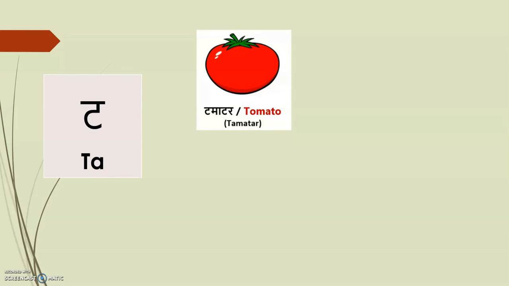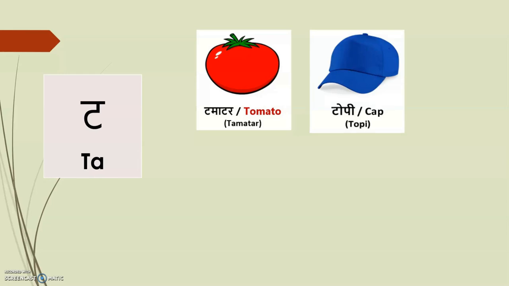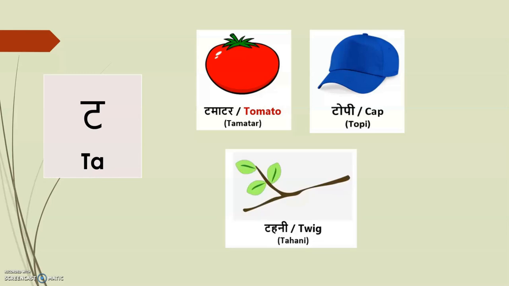The first letter that we see in the third group is T. In the first picture, we can see a tomato, which is called tamatar in Hindi. In the next picture, we can see a cap, which is called topi in Hindi. If we go to the third picture, we can see a twig, which is called tahani.